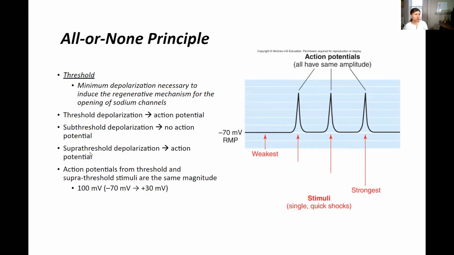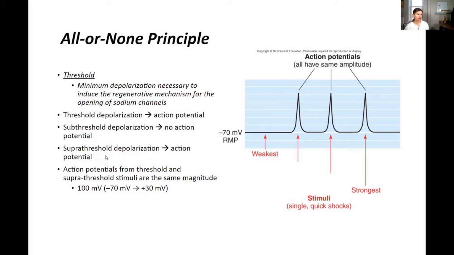If we set off a super threshold depolarization, so that would be like if instead of getting to negative 55, our graded potentials got us to negative 50 or negative 40, doesn't matter, we're sending off the exact same action potential. It's not bigger, it's exactly the same. That's what we mean by all or none. An action potential is a yes or no, and it's just, did we hit negative 55 or did we not?